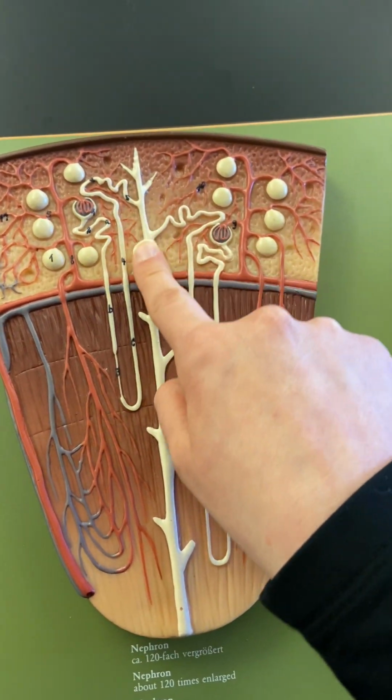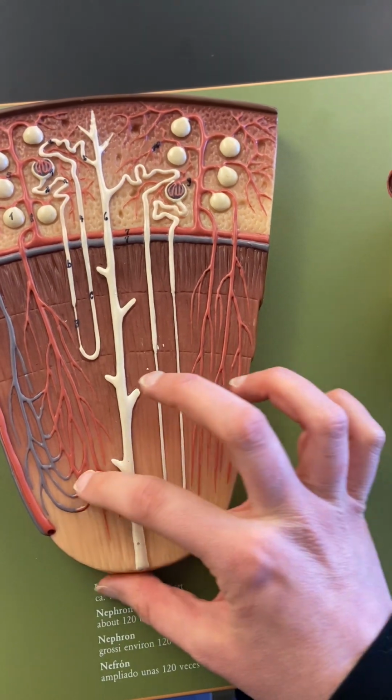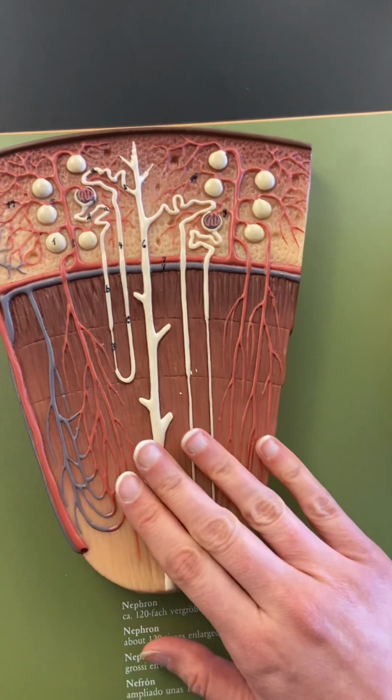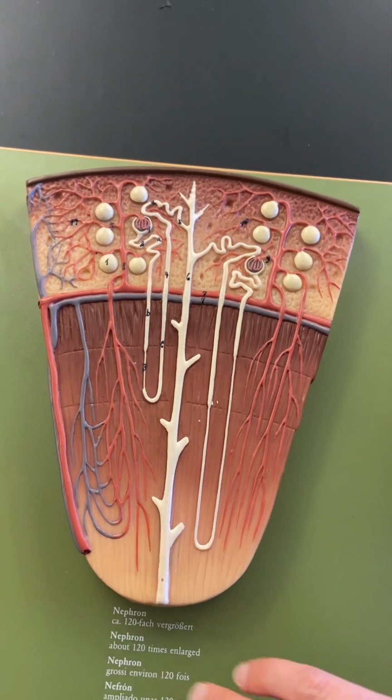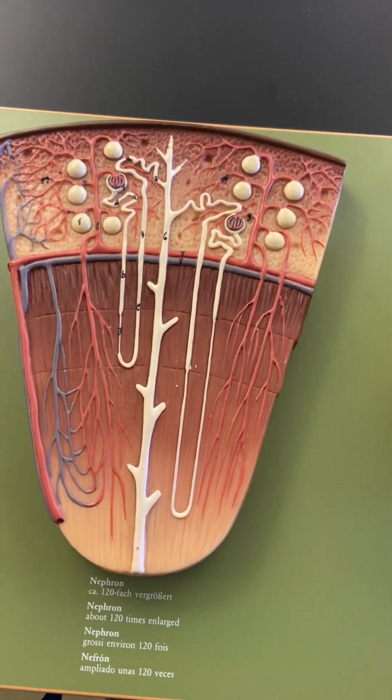Then the filtrate goes into this collecting duct, and at the bottom here, so this is the papillary region, this would be the papillary duct. And then remember that drains into the minor calyx, then major calyx, then renal pelvis, then ureter, then bladder.